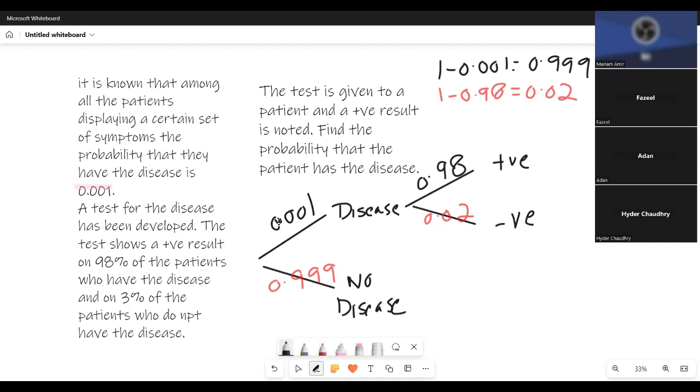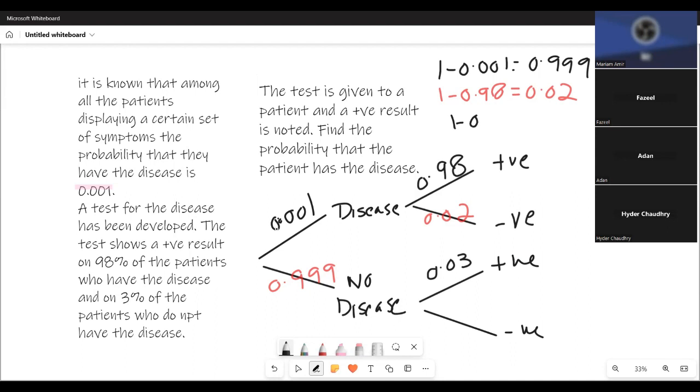उसके बाद it says a positive result on 98% of the patients who have the disease and on 3% of the patients who do not have the disease. तो अगर नहीं भी है तो 3% चांस है कि इनका भी पॉजिटिव दिखा दिया जाए, जैसे कि यहाँ आईडीसी करती है इस्लामाबाद में, ना भी हो तो वो पॉजिटिव रिजल्ट दिखा देती। ओके, और फिर नेगेटिव होने की 1 - 0.03 प्रोबेबिलिटी होगी, विच इज 0.97, so that we enter on our.